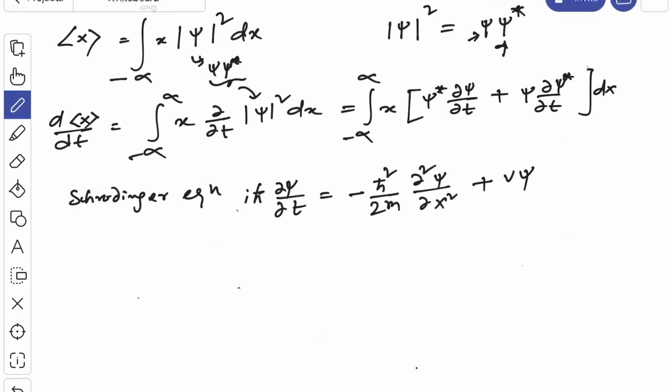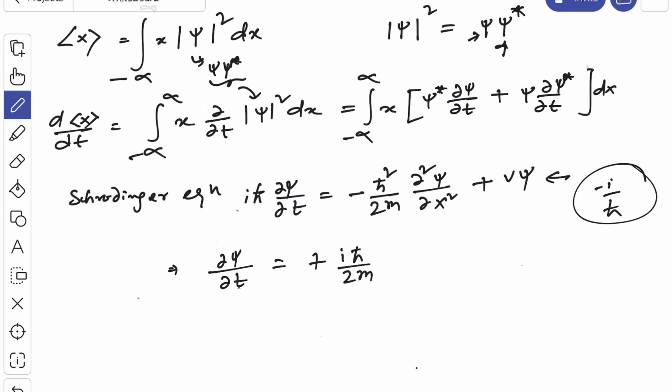Now let us multiply this equation by minus i by h cut. Then what will you get? You will get the partial derivative with respect to time, del psi by del t, equal to plus i h cut by twice m times the second order partial derivative with respect to x, then minus i by h cut V into psi. So you will get this.